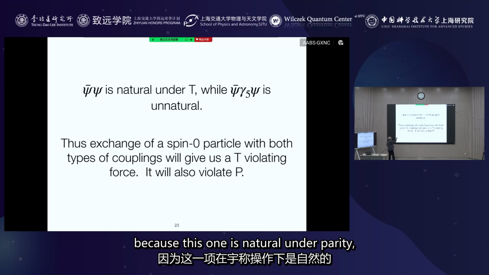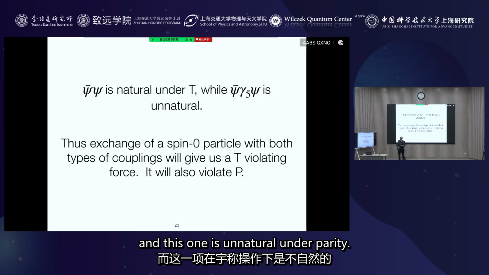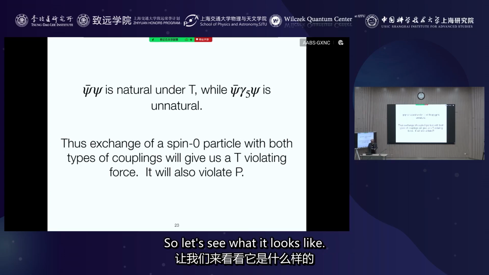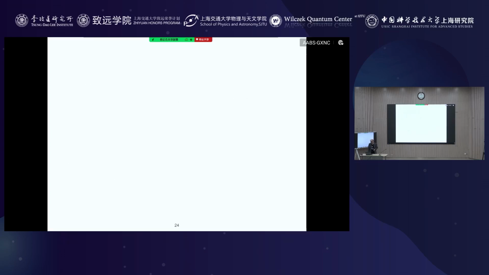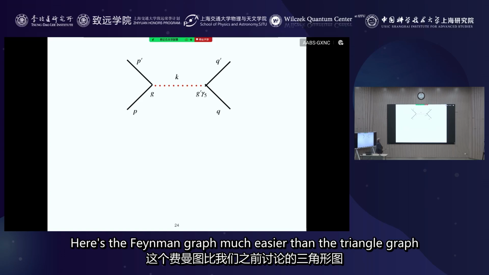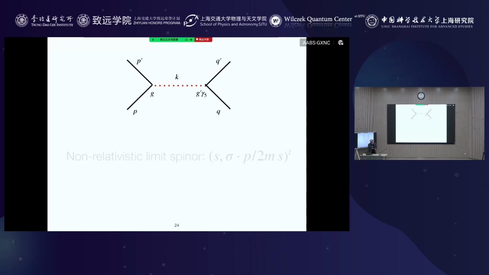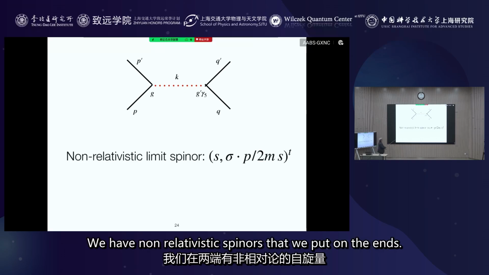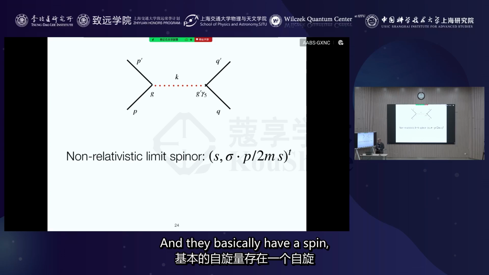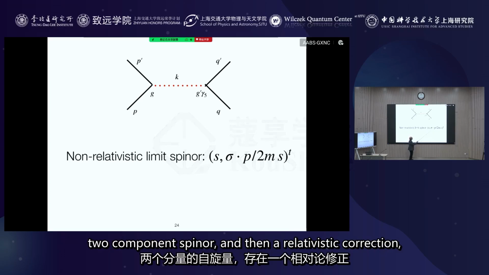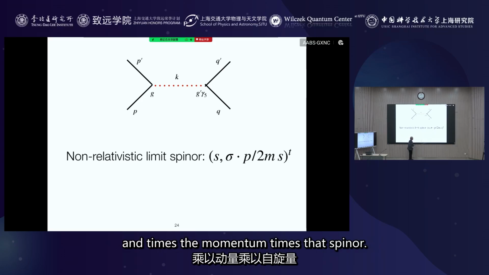Because this one is natural under parity and this one is unnatural under parity, this exchange will also violate parity. Okay, so let's see what it looks like. So here's the Feynman graph, much easier than the triangle graph that we discussed before. We have non-relativistic spinners that we put on the ends, and they basically have a spin and then a relativistic correction, which is a two-component spinner, and then a relativistic correction, which goes like 1 over the mass times the momentum times that spinner.